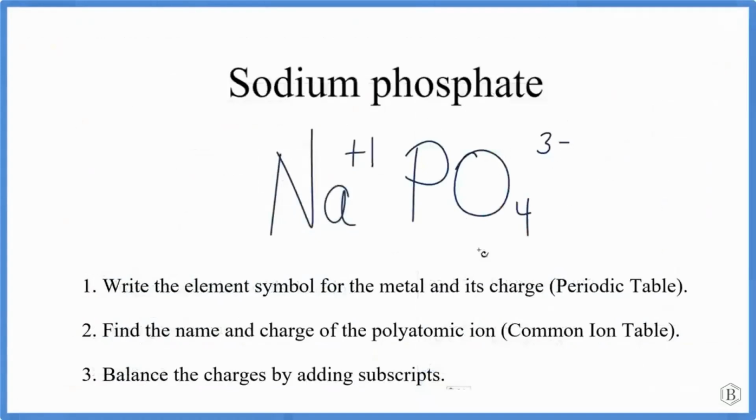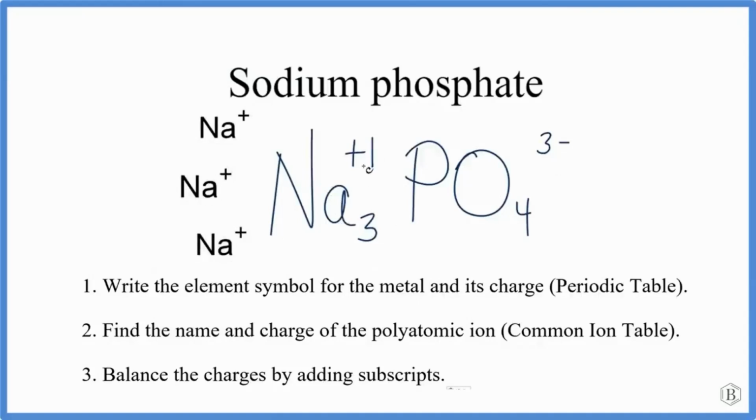The 3-, that applies to this whole PO4. This thing stays together. We can think of it as one thing. So we have our 3- here, but a +1 here. They're not balanced. So to cancel out the -3, we'll need a +3. We can do that by changing the subscript. We'll put a 3 here. That means we have 3 sodium atoms.